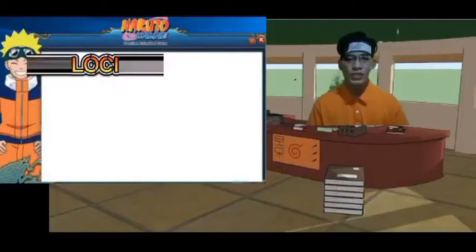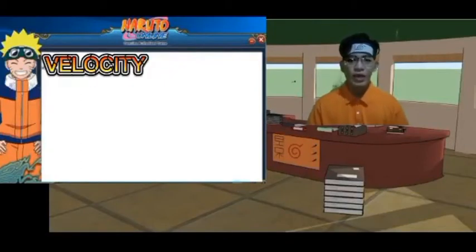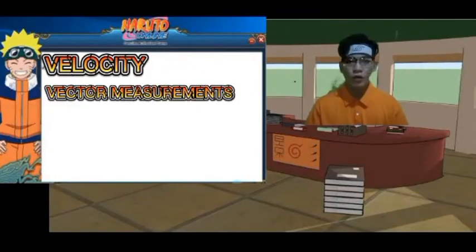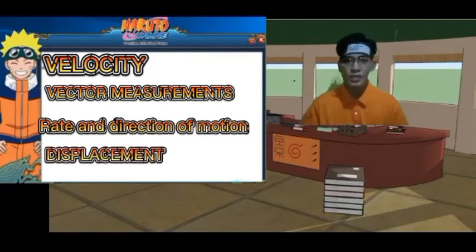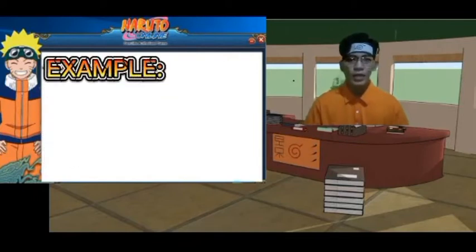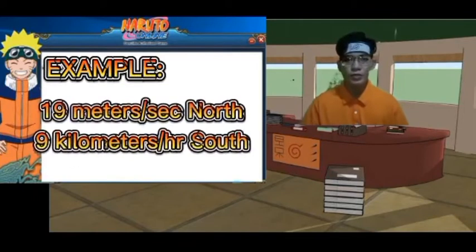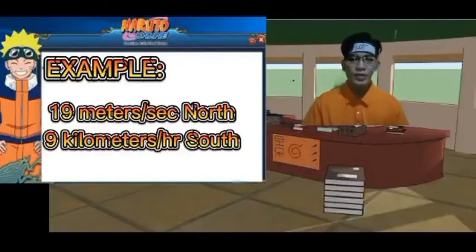Let's talk about velocity. Velocity is defined as the vector measurement of the rate and direction of motion. It can also be defined as the rate of change of displacement. For example, 19 meters per second to the north, in which 19 meters is the displacement, per second is the time, and the direction of motion is north.